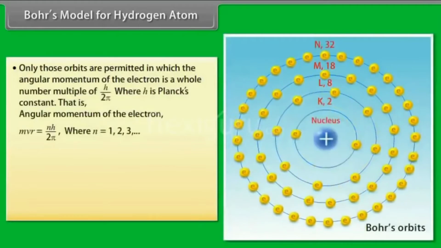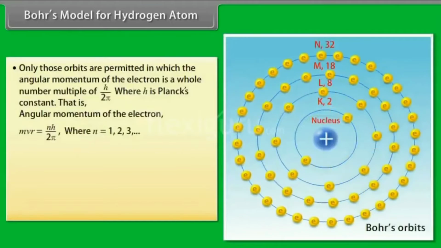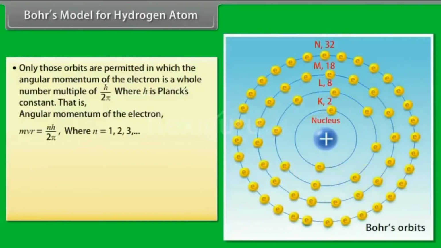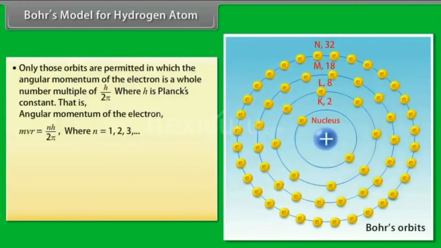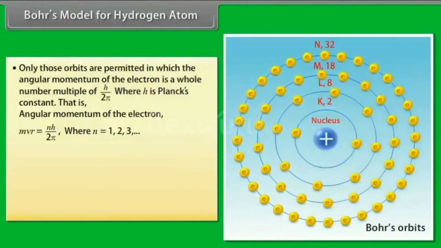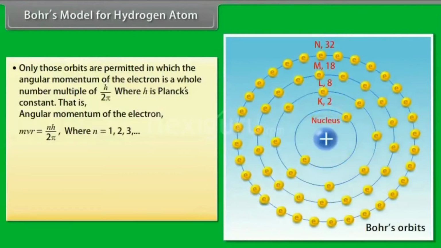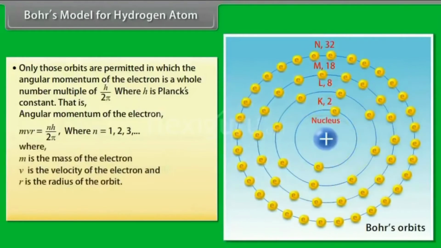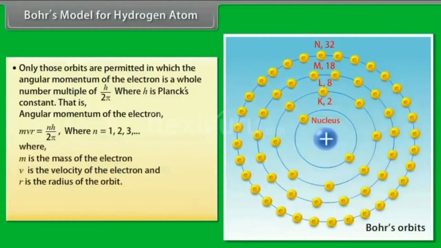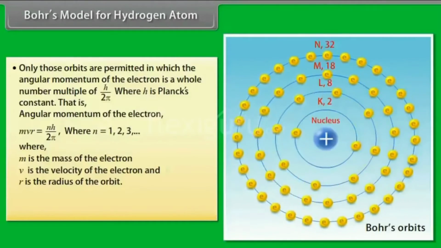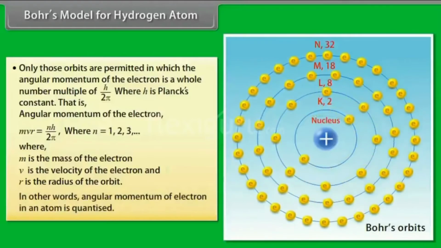Only those orbits are permitted in which the angular momentum of the electron is a whole number multiplied by h by 2 pi, where h is the Planck's constant. That is, angular momentum of the electron mvr is equal to nh by 2 pi, where n is equal to 1, 2, 3, where m is the mass of the electron, v is the velocity of the electron and r is the radius of the orbit. In other words, angular momentum of electron in an atom is quantized.